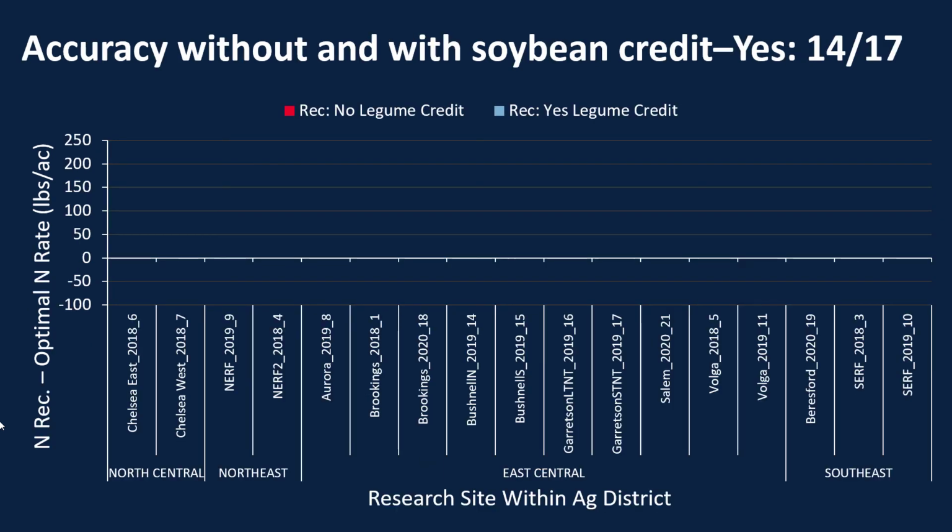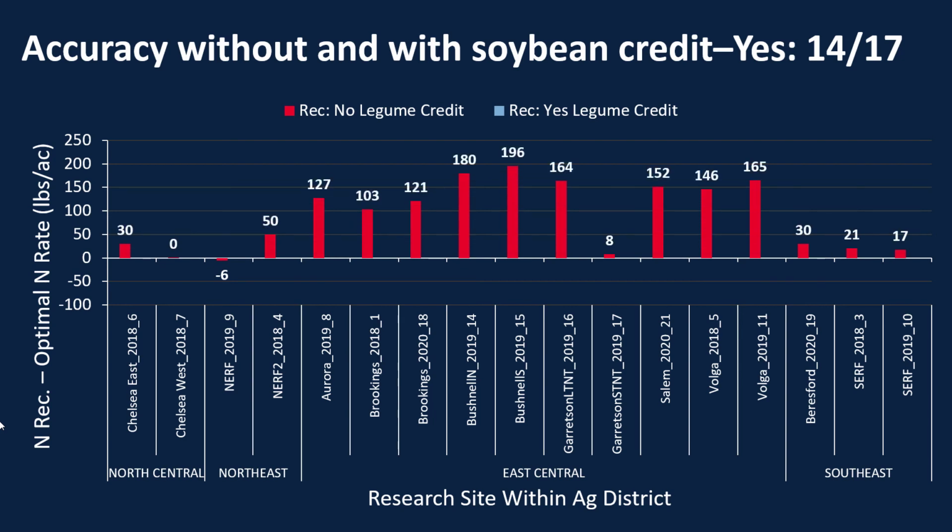So now we want to see our accuracy of when we include this legume credit and when we don't. So again, here we want to see lines close to 0, because that means that we're exactly on our optimal nitrogen rate needed versus our recommendation. So our red line is where we have no legume credit. Above the line overestimation, below the line underestimation.